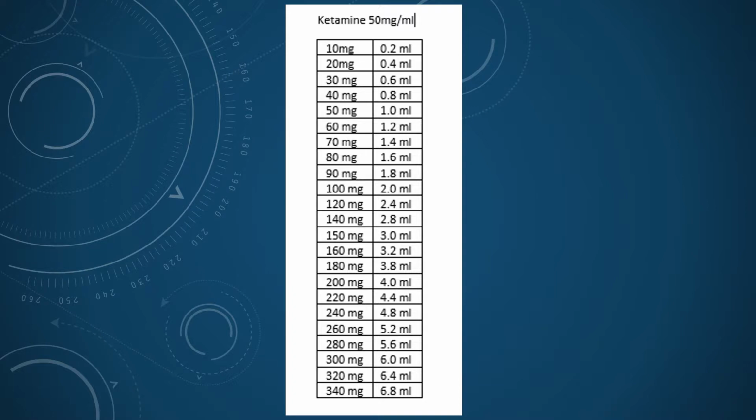So the ketamine that we have is coming in 50 milligrams per milliliter, and here is our dosage chart. I'm going to print these off and laminate them and place them on the NARC bags of all of our units. So you can reference this for your doses.